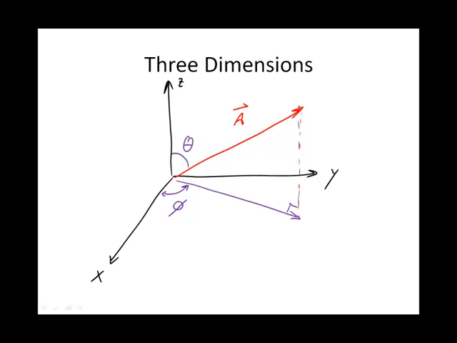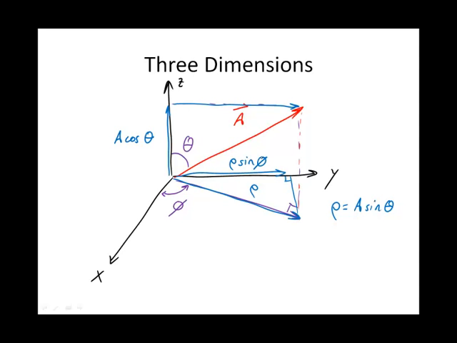So if I draw perpendicular to the z-axis, I will get a component of A along the z-axis, and that's A cosine theta. And then this, which I referred to as rho earlier on, rho will be equal to A sine theta. In other words, it's the same as this over here, the same value, except projected onto the xy plane. So rho is equal to A sine theta. Then there is a component in the y direction, and that's rho sine phi, and a component in the x direction, and that's rho cosine phi.